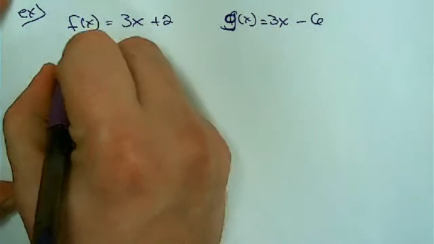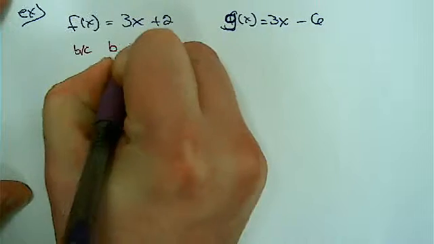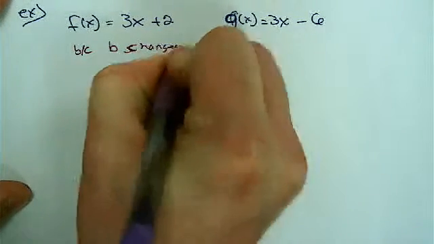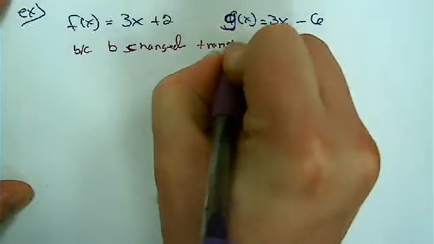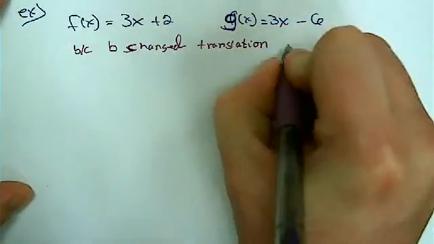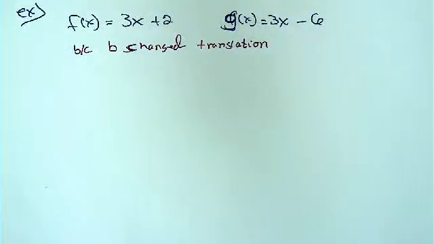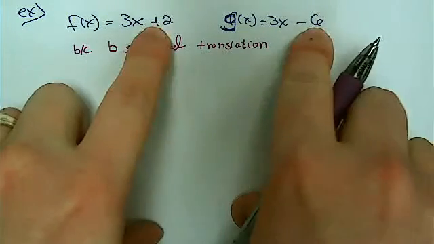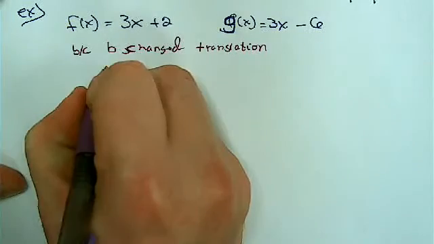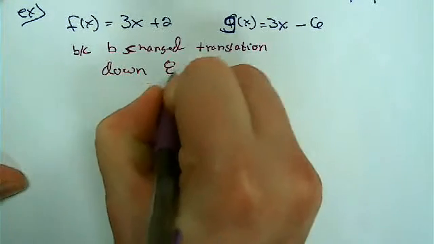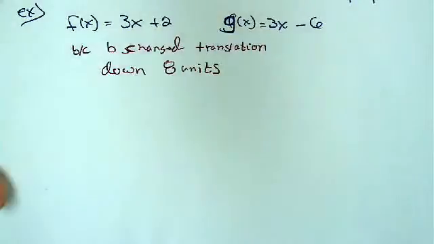So because b changed, we're talking about a translation. How much of a translation do we have? How much of a change is involved? Not 4. 8. Yeah, down 8 units. I went from +2 to -6. That's down 8 units.